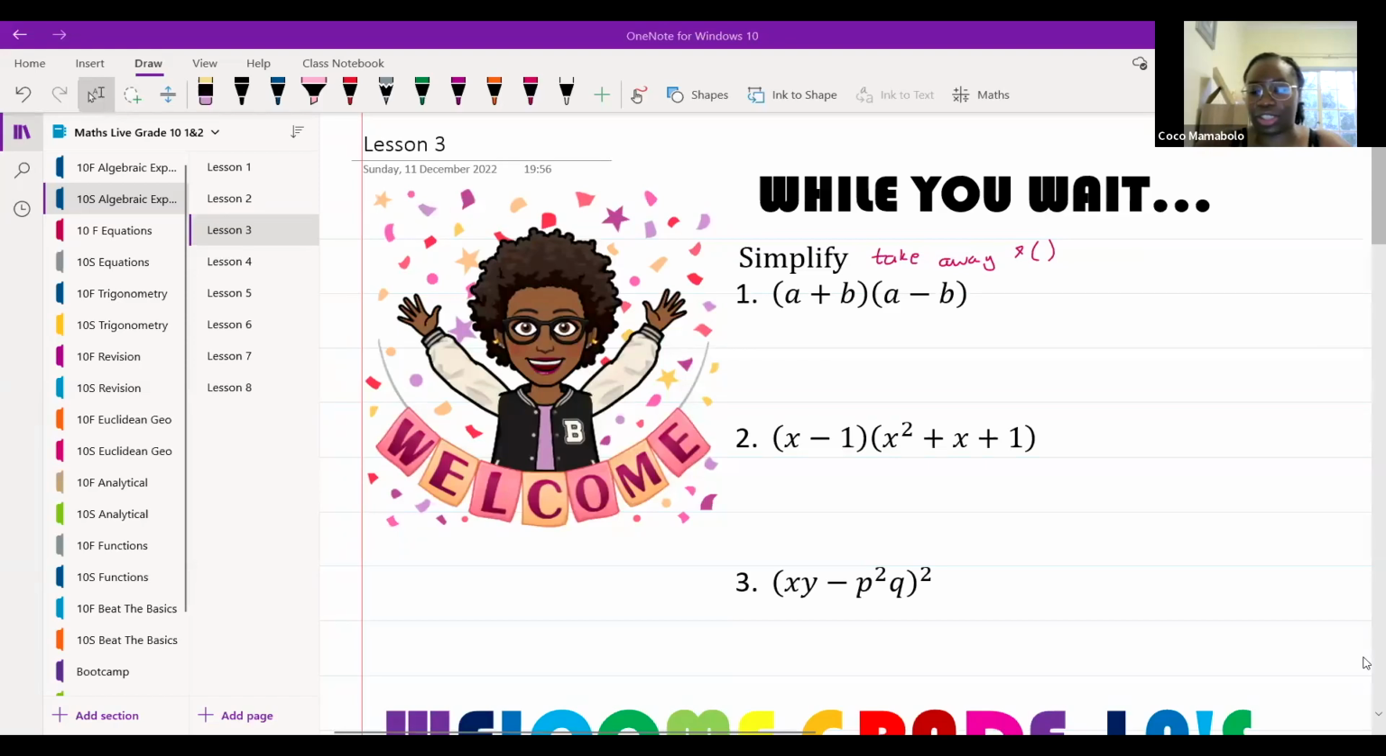Get started with the questions on the screen. Remember, the instruction that we've been given is to simplify, right? I just want to check who was listening last week Wednesday. Whenever you are given a sum to do, what is rule number one? What's the first thing we must always do? Who remembers? I want to see who remembers, because we had a big to-do about it.